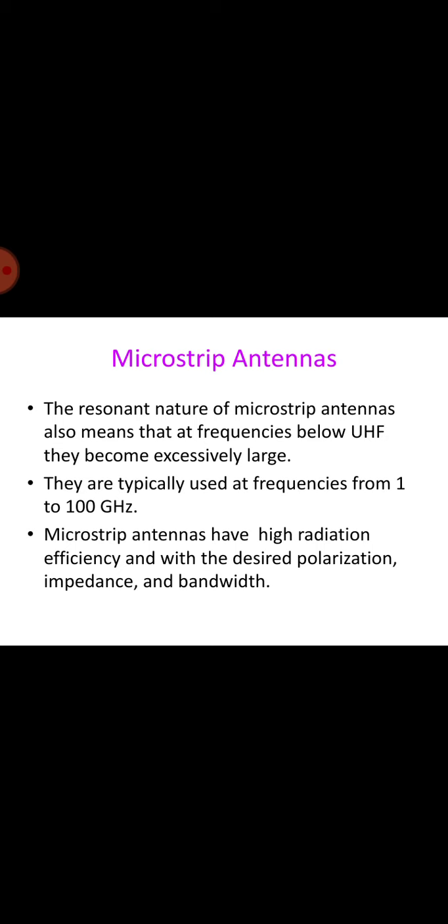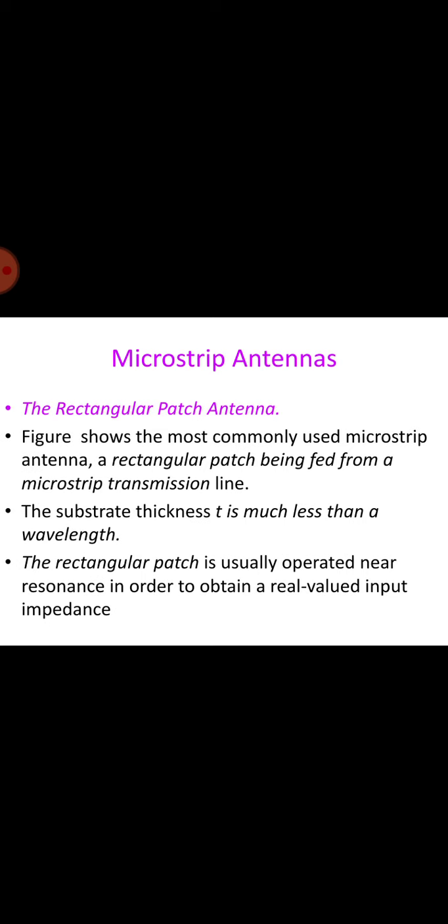The resonant nature of microstrip antennas also means that at frequencies below UHF they become excessively large. They are typically used at frequencies from 1 to 100 GHz. Microstrip antennas have high radiation efficiency with the desired polarization, impedance and bandwidth.